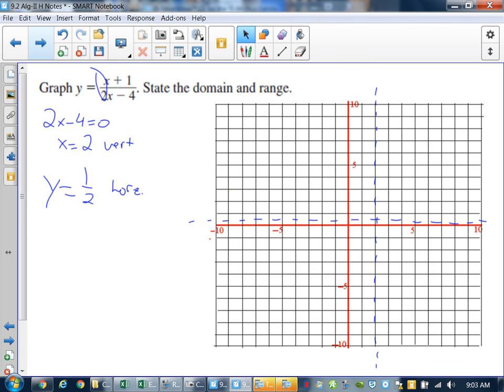So let's see. I'll use 3, 4, and then on the other side, 1 and 0. I'll use those x values to generate my y values. What's 2 times 3? 6 minus 4 is 2, so this is going to be something over 2. What's 3 plus 1? 4. So here's my first ordered pair at 3 and 2.